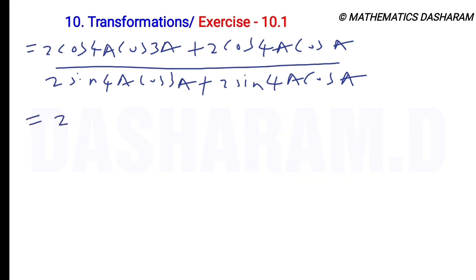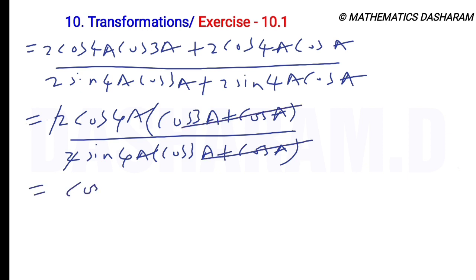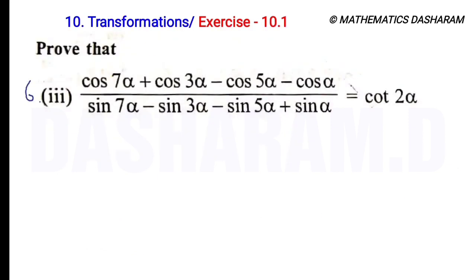So in the numerator we can take 2 cos 4A common. So then in the bracket cos 3A plus cos A, divided by, here 2 sin 4A is common. So cos 3A plus cos A. Now here 2 cancels and cos 3A plus cos A cancels. So cos 4A by sin 4A, it is equal to cot 4A. So it is equal to RHS. So hence proved.